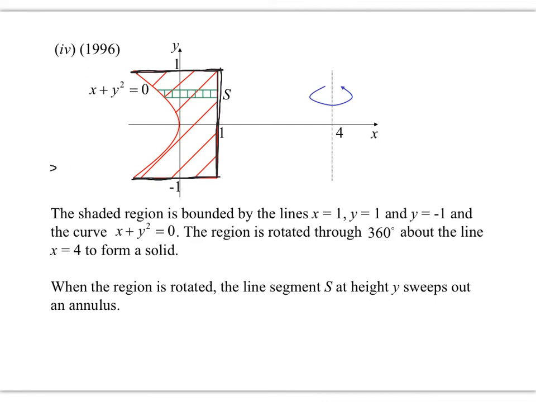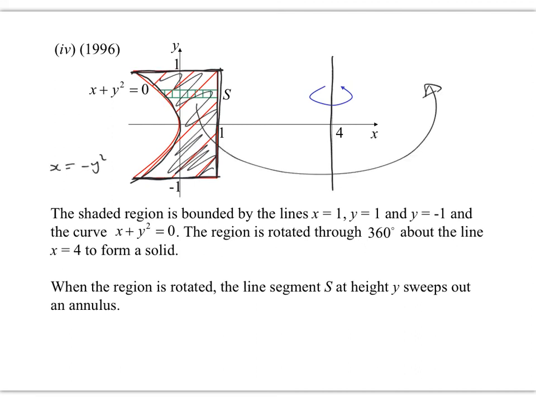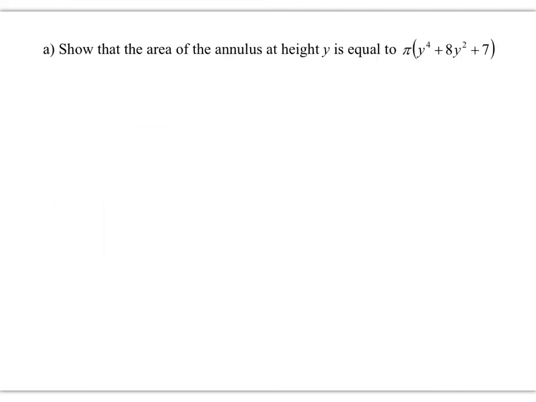And you could say that that is x equals negative y squared, which is a concave left parabola, which is that line here. So the shaded region, which is all the area inside there, is rotated 360 degrees about the line x equals 4, which is all the way over here. And you end up getting a solid formed by that rotation. So that goes around there. Now, part A, show that the area of the annulus at height y is equal to this expression in terms of y.